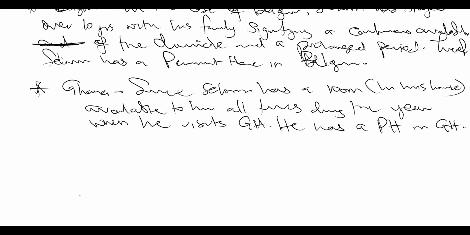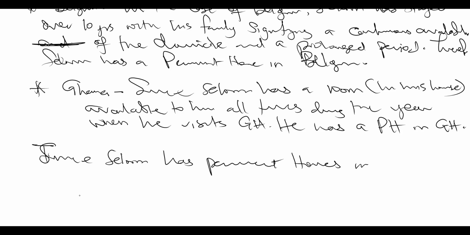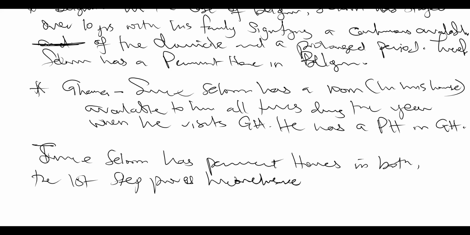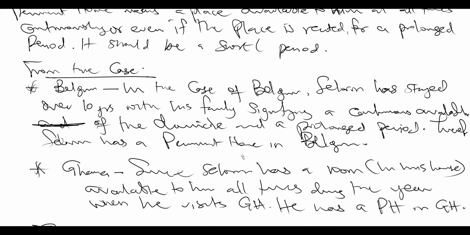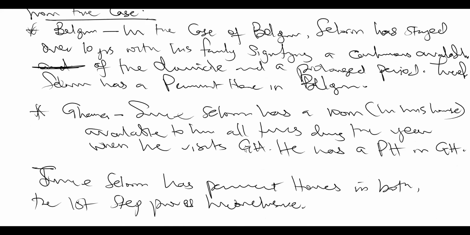And you see, therefore, or you can say, since Selom has permanent home in both states, not so, the first step proves what? Inconclusive. You see how I made it simple? So if you think putting both into a paragraph may be confusing, simple. You see now, then you go to the next one.